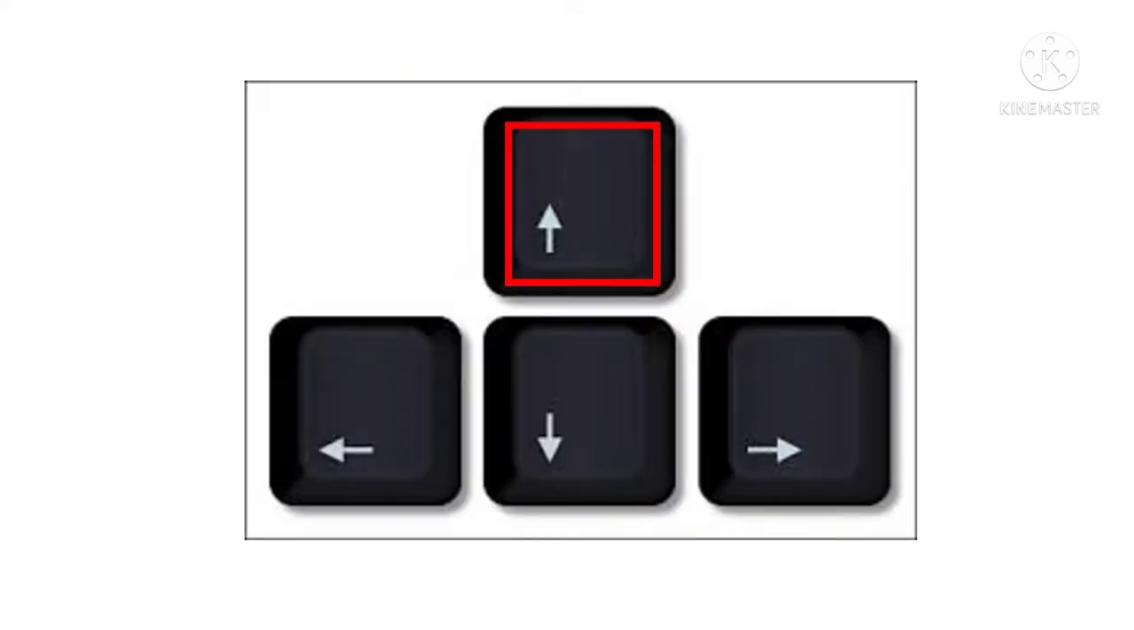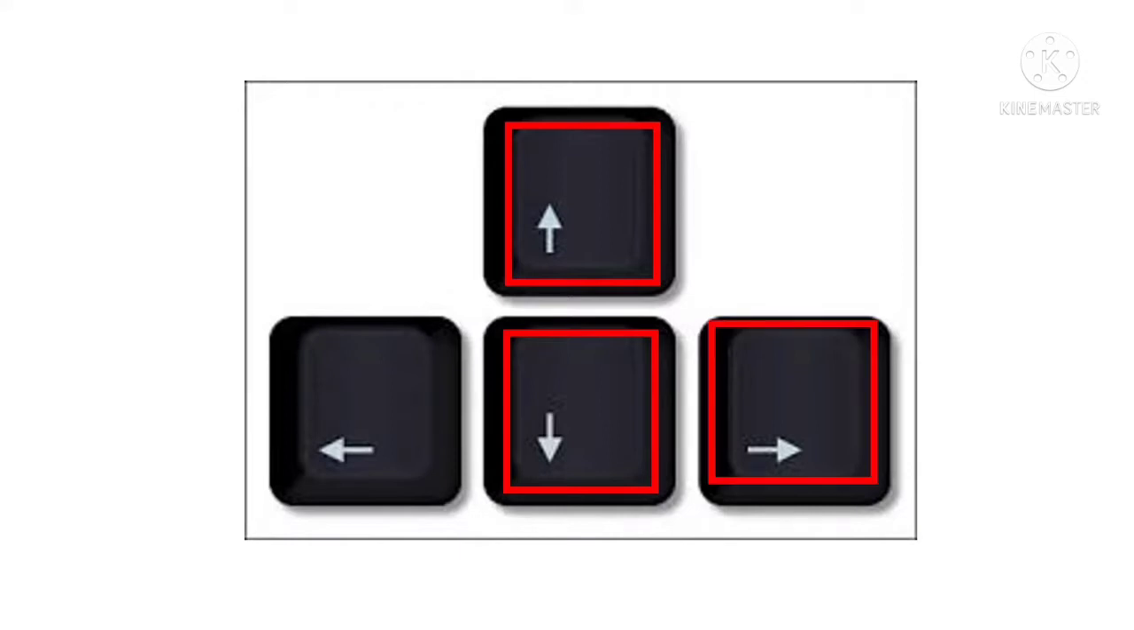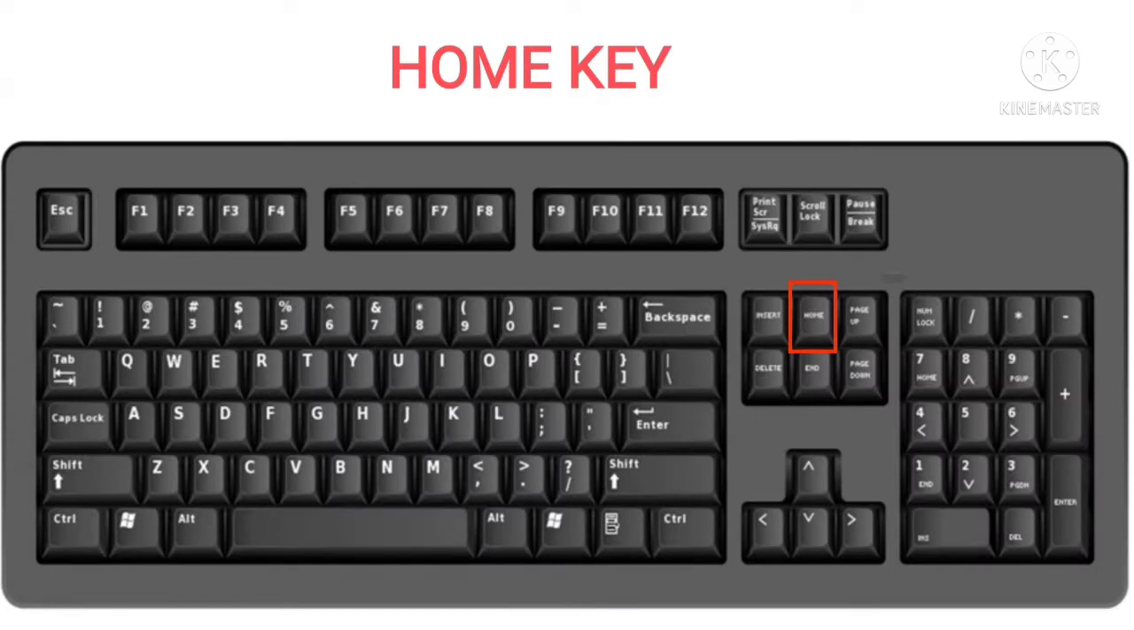This is up arrow key. This key will move your cursor in the upward direction. Now this is down arrow key. It will move your cursor downward. This left arrow key will move your cursor in the left direction, and the right arrow key will move your cursor to the right direction. Now home key.